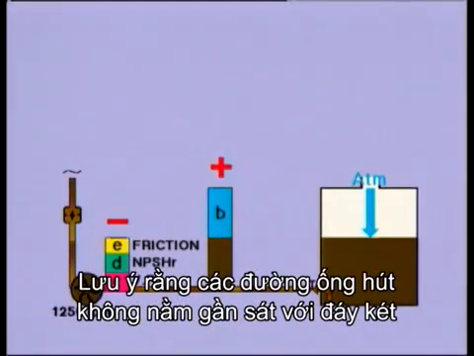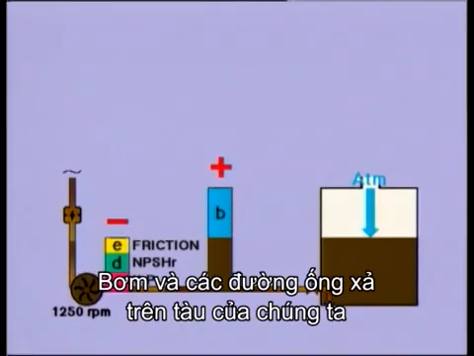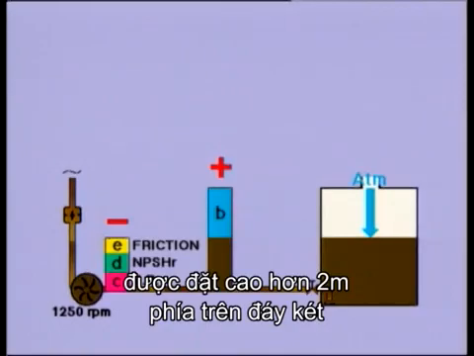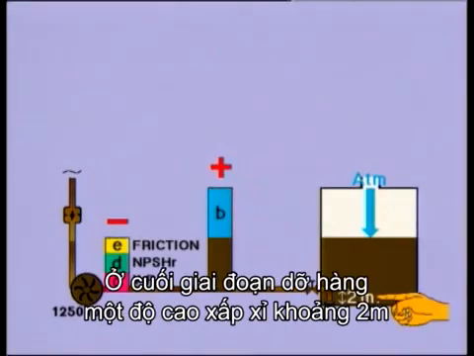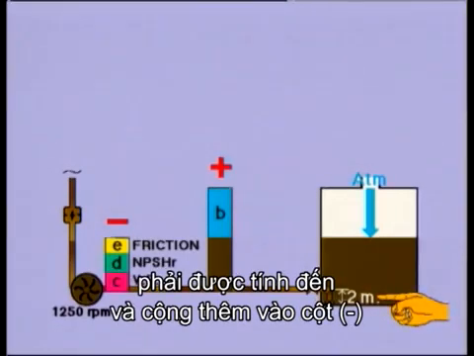Note that the suction lines are not flush with the tank floor. Pumps and the discharge lines in our vessel are mounted more than 2 meters above the bottoms of the tanks. At the end of the discharge, a lift of approximately 2 meters must be taken into account and added to the minus column.